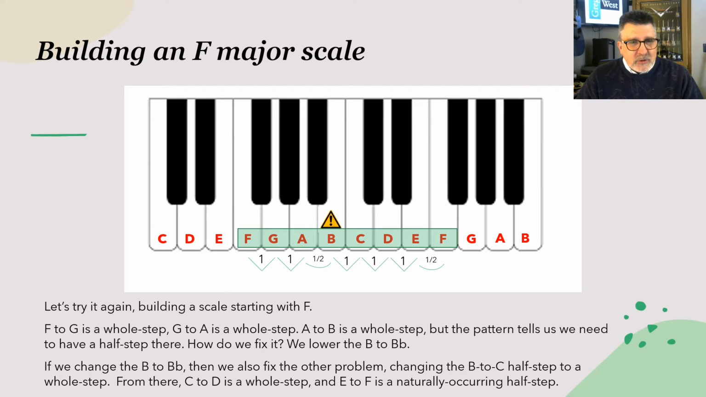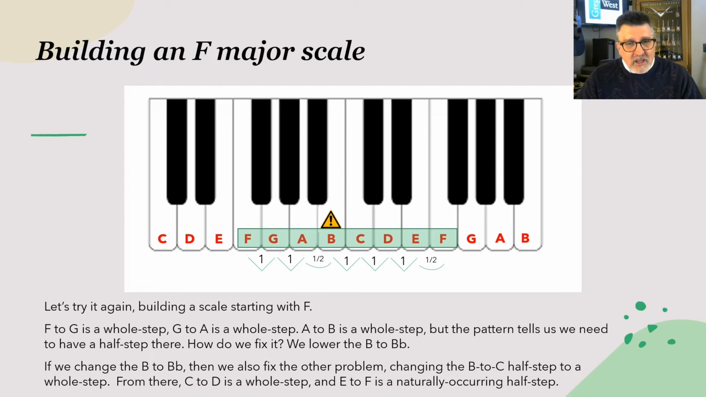Okay, so let's try it with an F. Okay, we're going to drop down here and we've moved a little bracket over there to go from F to F, and we moved our little triangles and our little scoop over to help with the pattern. So if we go from F to G, whole step, that's good. G to A is a whole step. A to B, well, that's a whole step.